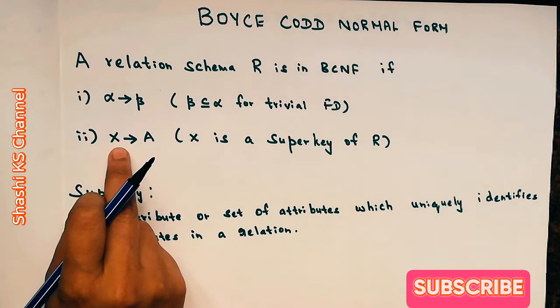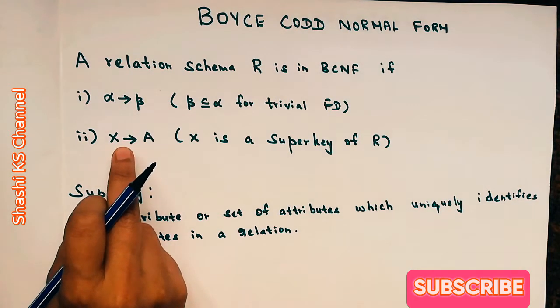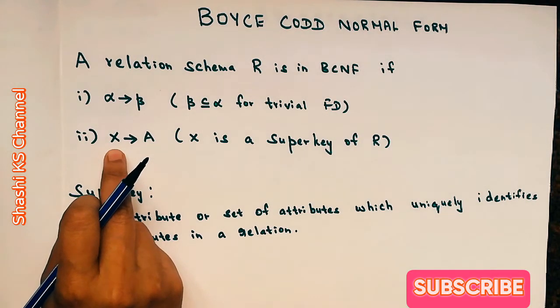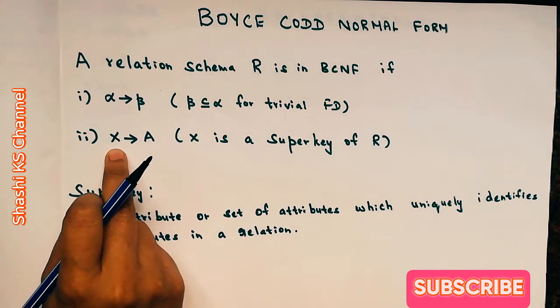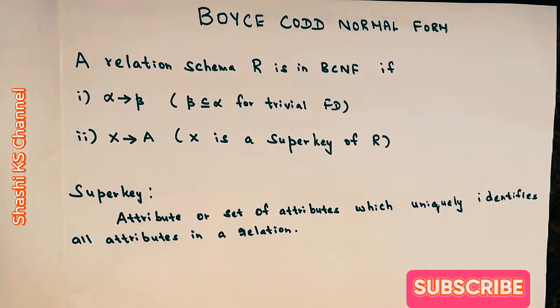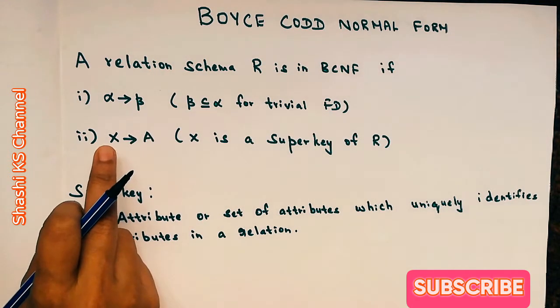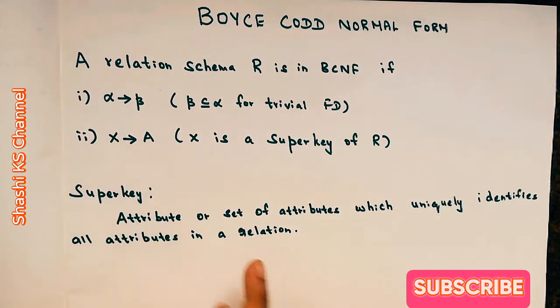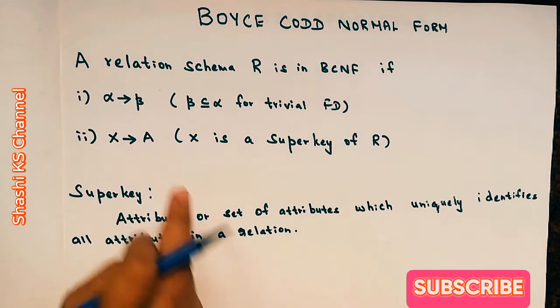Just find the super key of the relation and check whether the super key is there on the left hand side of all the functional dependencies in the relation. If it is there, then the given relation is in Boyce-Codd normal form. If it is not there, then the given relation is not in Boyce-Codd normal form. Okay, so you have to just check the left hand side, whether the left hand side is the super key of the relation. Okay, then now we have to learn what is the meaning of super key.